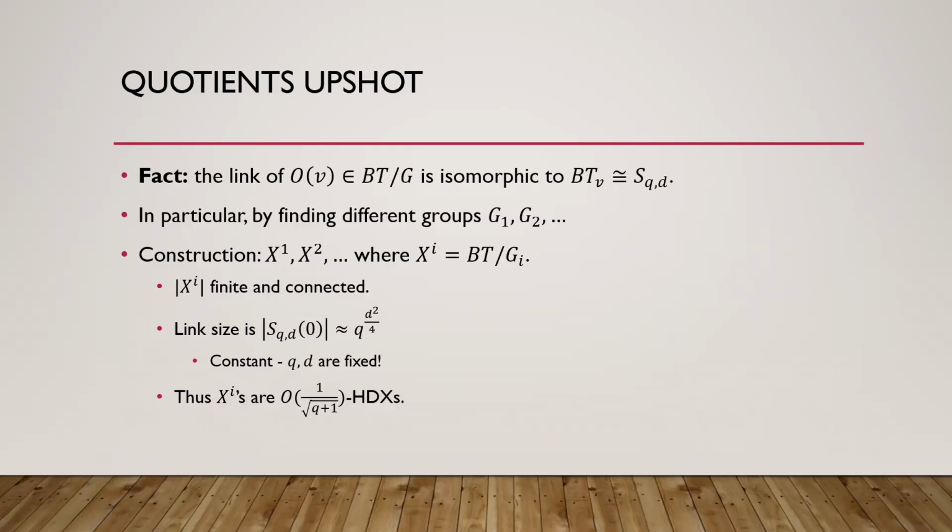You maybe need to use the trickle-down theorem from yesterday, but because all links are very good expanders and the underlying graph will be finite and connected, then we will also get that the base graph is an expander, or that all these X_i's are HDXs. Maybe you lose something slightly, but still roughly a 1 over square root q HDX. So again, I just want to emphasize, yeah.